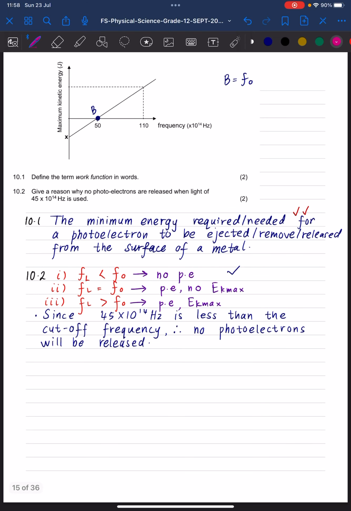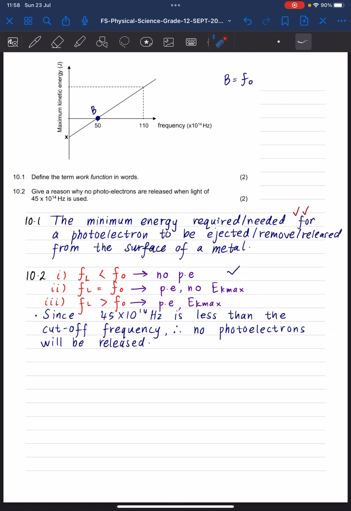Remember what we talked about before. We said if the frequency of my incident light is more than my required frequency, I'm going to have PE and EK max. So if you compare two, I have one light that has more than my required frequency, then I have another one that is even bigger than the previous one. Obviously, I'll have a lot more left for my EK max.